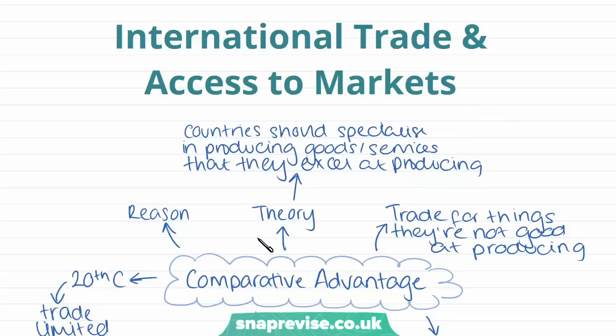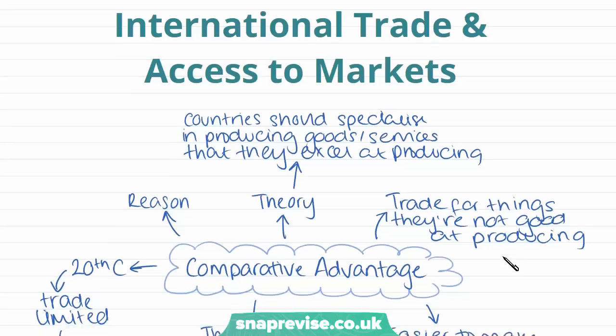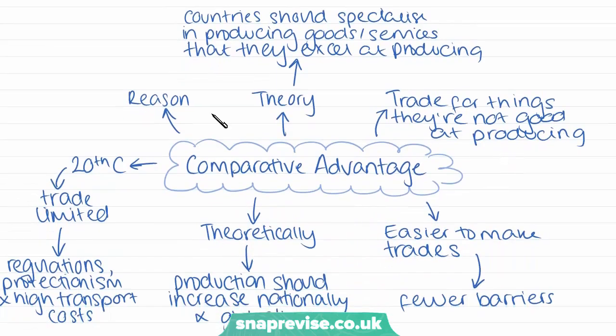And firstly, we're going to begin by looking at what is comparative advantage. Comparative advantage is essentially the reason why countries trade with each other. The theory behind it is that countries should specialise in producing goods or services that they excel at producing, which means the things that they are good at producing. And this means that by producing those things they're good at producing, they can then trade for the things that they aren't good at producing.